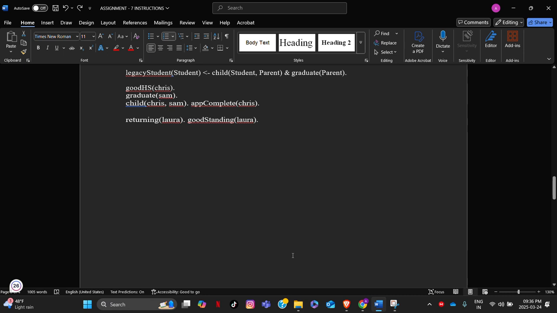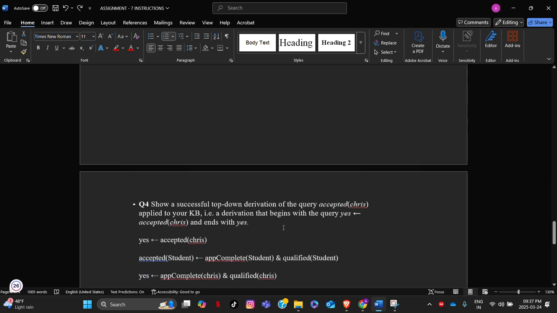So here is my knowledge base. There are facts like app complete Chris, good HS Chris. There is a graduate, Sam, and Chris is the child of Sam. And for Laura, I have facts like she is a returning student with good standing, but I have not been provided with her application completion and her clear balance.